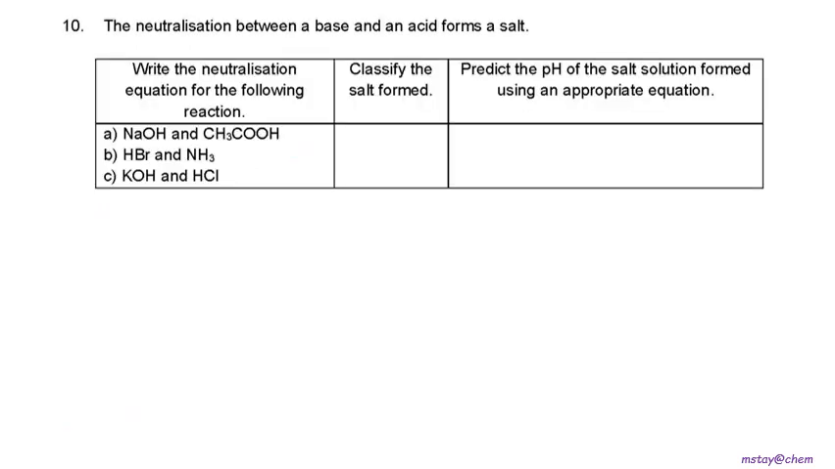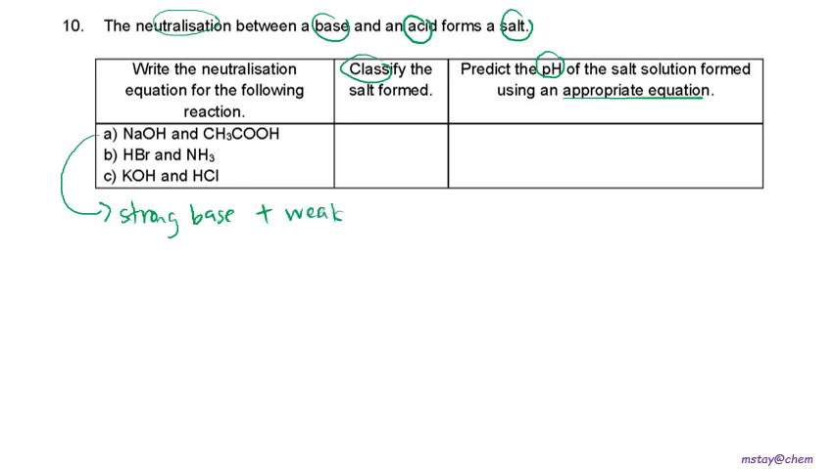Question number 10. The neutralization between a base and an acid will form a salt. So now we need to classify the salt and also predict the pH value using the appropriate equation. As we know, NaOH is a strong base, while CH3COOH is a weak acid. Therefore, the salt produced will be considered a basic salt. So let us prove it.